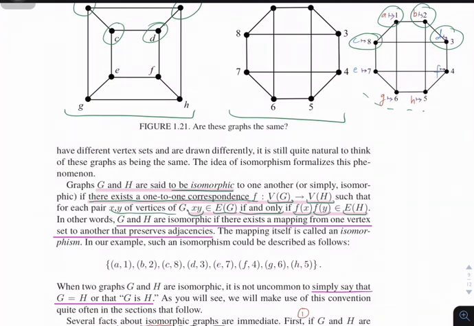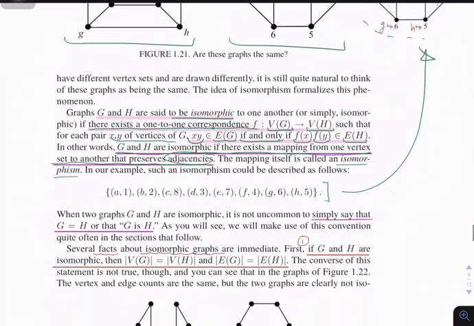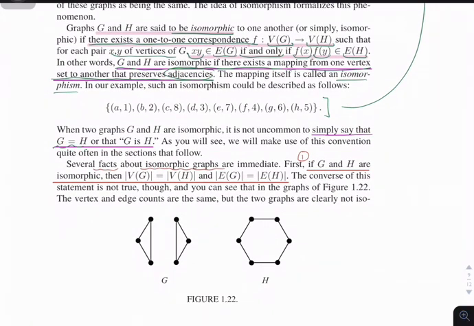Another way of saying this is that two graphs are isomorphic if there exists a mapping from one vertex set to another that preserves adjacencies, edge adjacencies. The mapping is called an isomorphism. And this was the map that I described earlier. And it's common to simply say that the two graphs are the same if there is such an isomorphism.